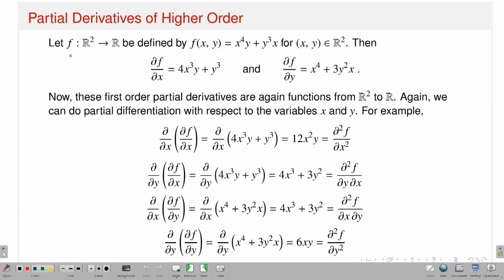Let f be a function from R2 to R. This is a different kind of function, a polynomial in x and y, that is, x to the power 4 times y plus y cubed times x.